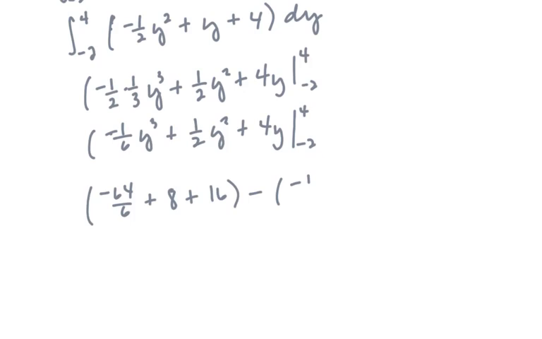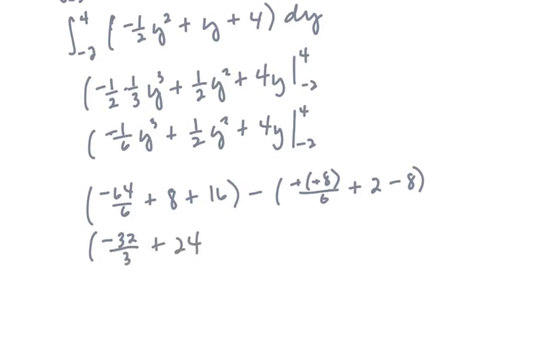Let me write that differently. So we have negative, and negative 2 to the third is negative 8 over 6. So that becomes 8 over 6. Plus 2, negative 2 squared is positive 4. Half of that is 2. And then I have 4 times negative 2 makes negative 8. So this is both divisible by 2. These are both divisible by 2, so we're going to say negative 32 over 3 plus 24.